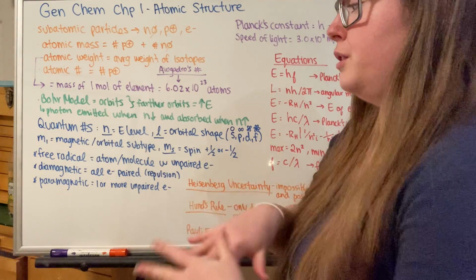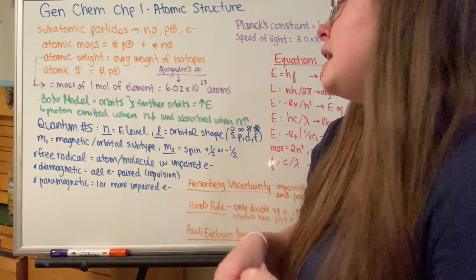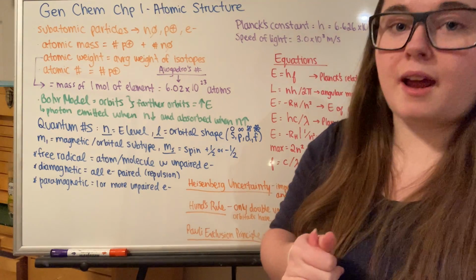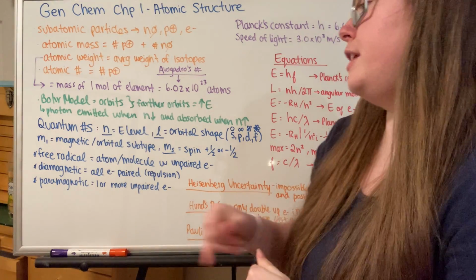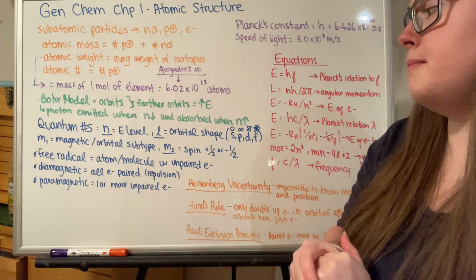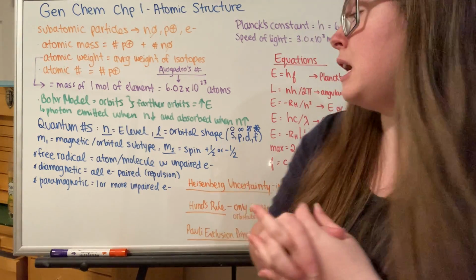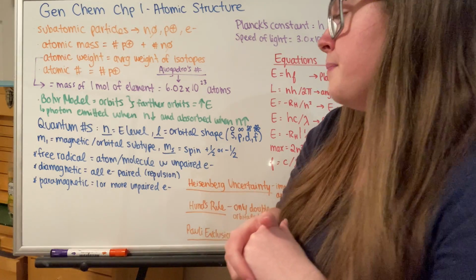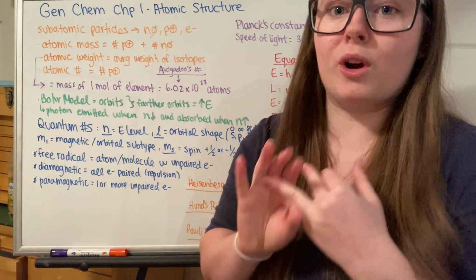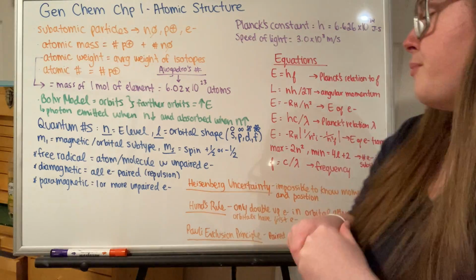Some other words you might hear used in this chapter. So free radical is an atom or a molecule with an unpaired electron. Then you have diamagnetic, which means that all electrons are paired, and there you will see some repulsion. Then we also have paramagnetic, which is when you have 1 or more unpaired electrons, all right?